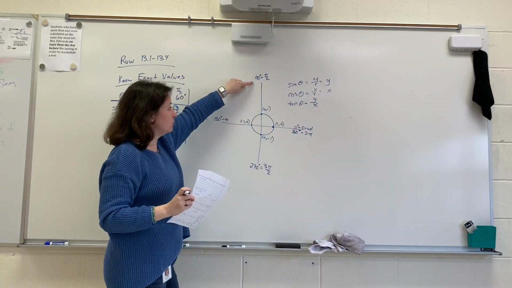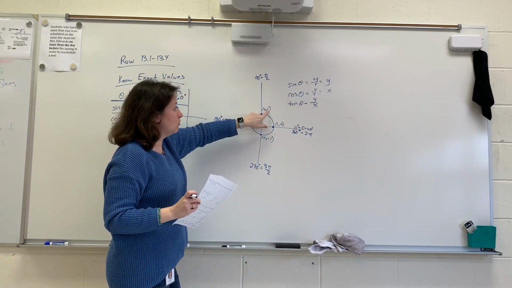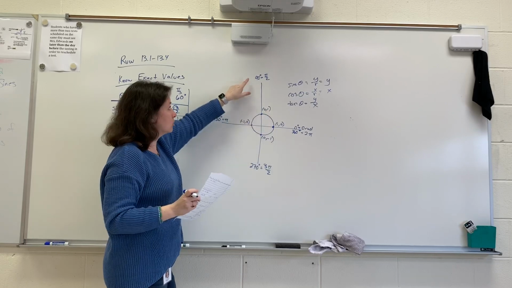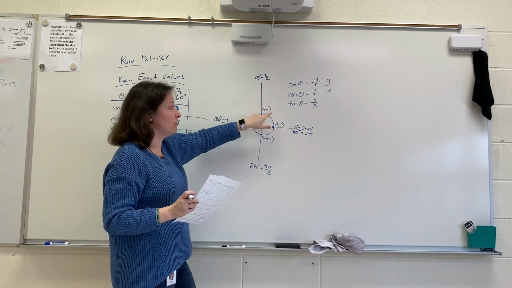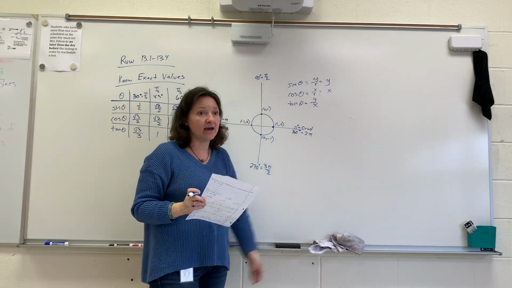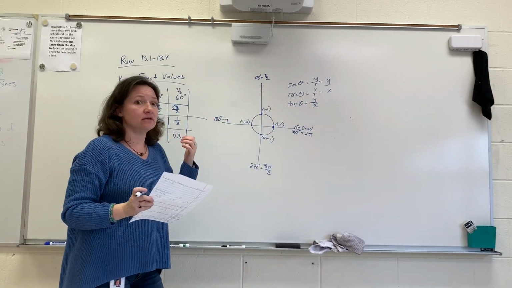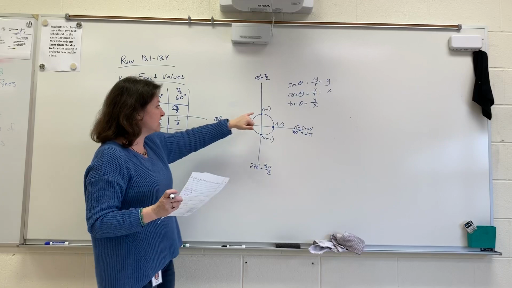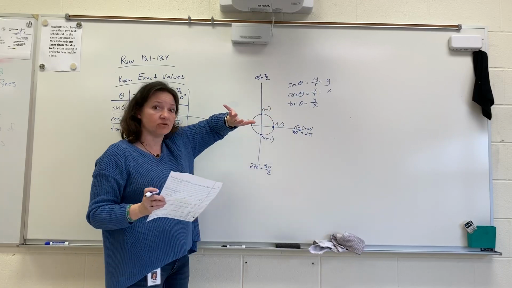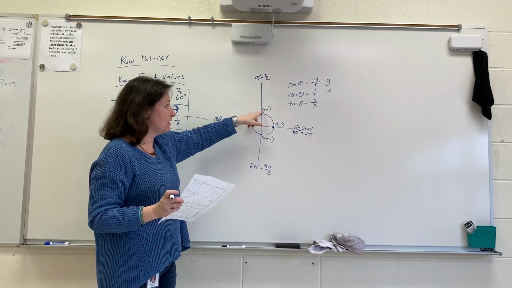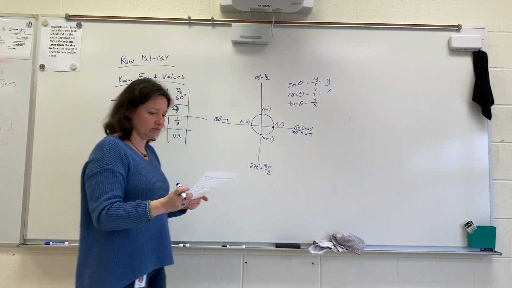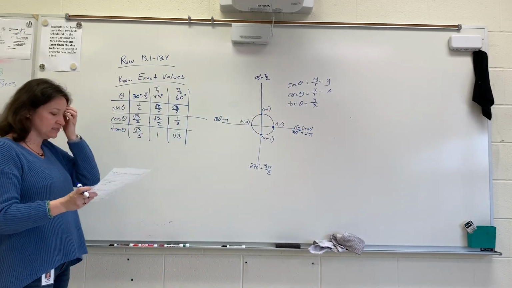So for 90 degrees, sine would be the y coordinate, 1. Cosine would be the x coordinate, 0. And tangent would be 1 divided by 0, which is undefined. How would I get cosecant? Well, cosecant would take whatever sine is and take the reciprocal. Secant would take the reciprocal of whatever cosine is, and cotangent would take the reciprocal of whatever tangent is. So go back and study that.